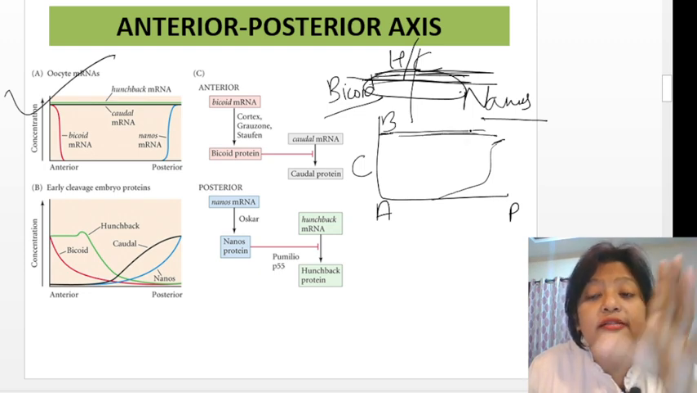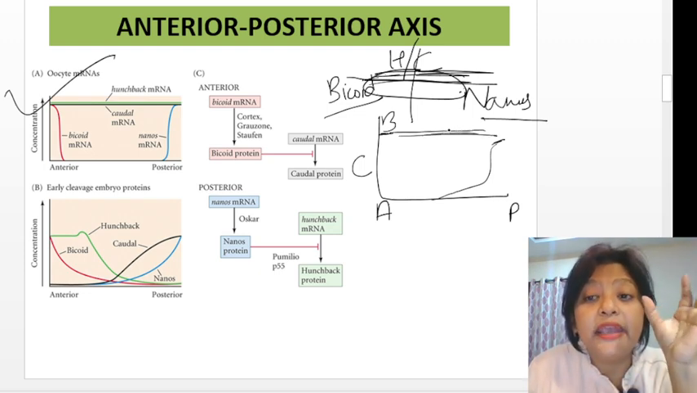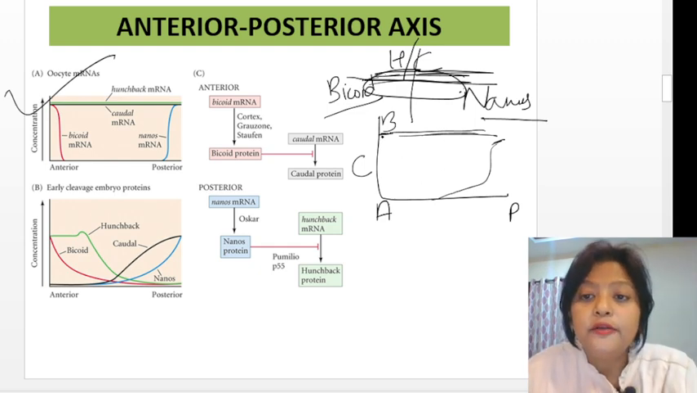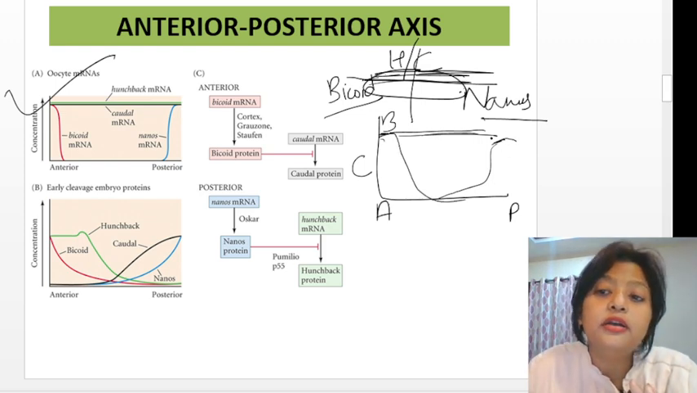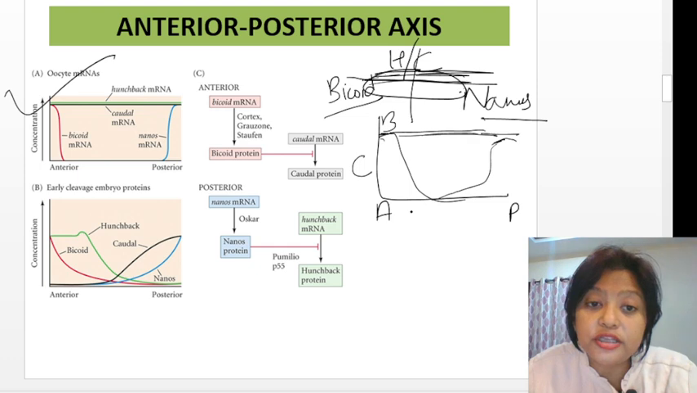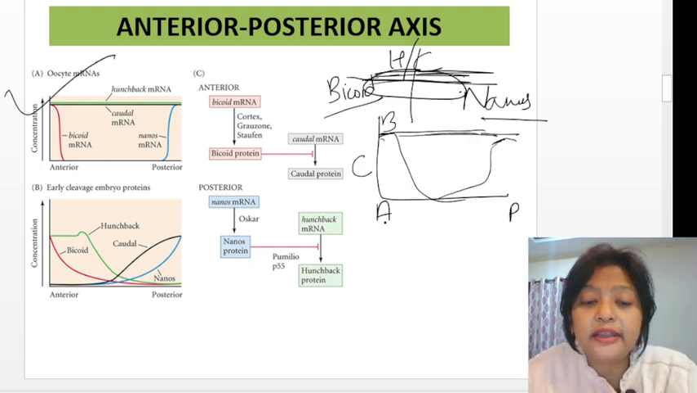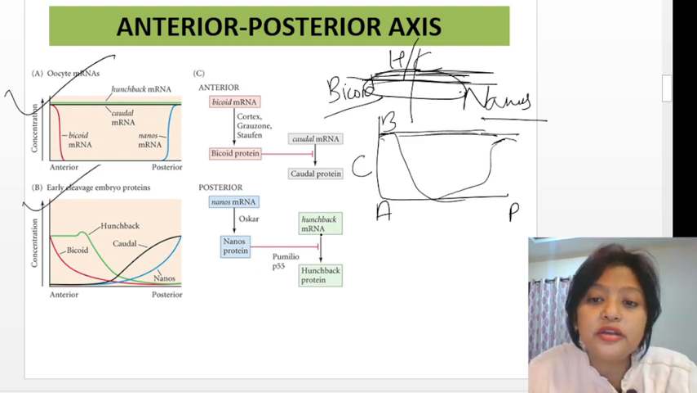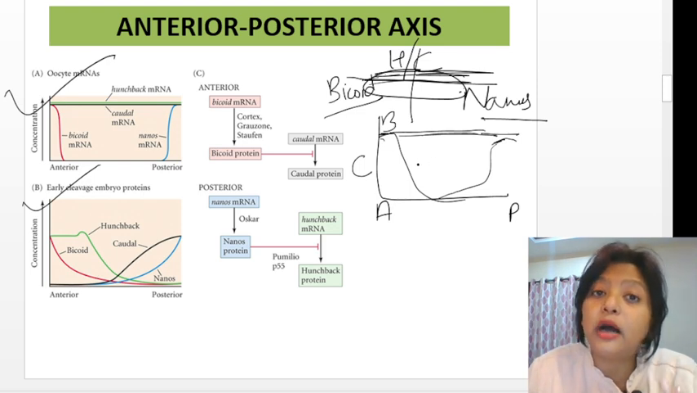This is the graphical presentation of the mRNAs, when it's in mRNA form. So bicoid mRNA is more in the anterior, and nanos mRNA is more in the posterior part. Now when they are forming proteins, you can say cleavage embryo proteins, the second diagram shows what is happening. Since I told you bicoid will inhibit caudal and help in hunchback translation, you can see hunchback is forming.